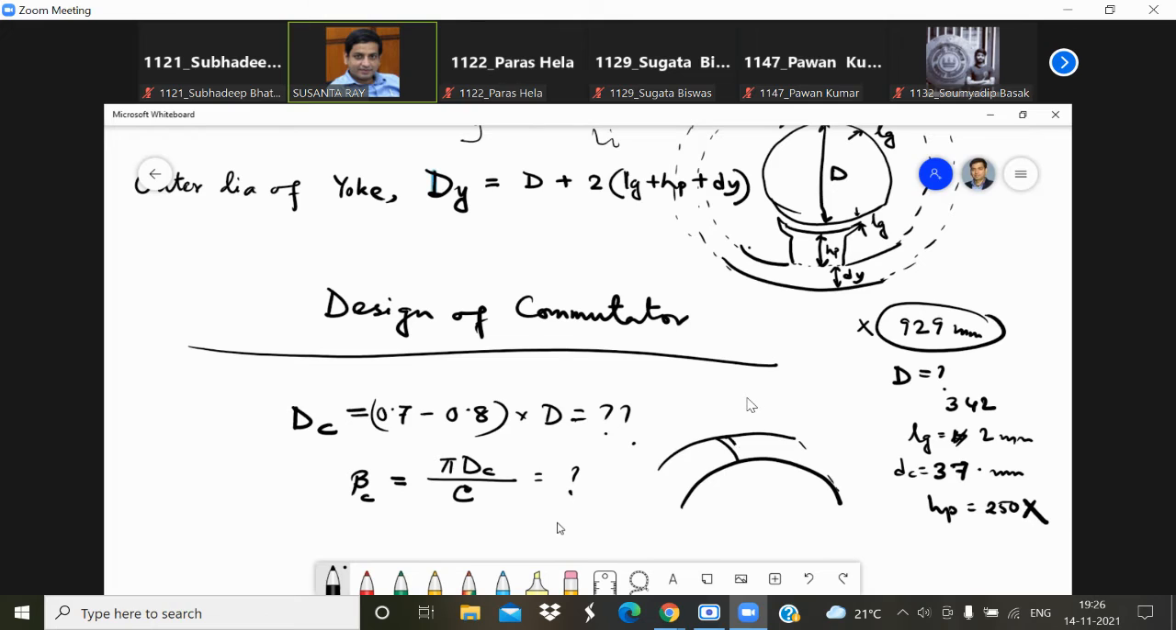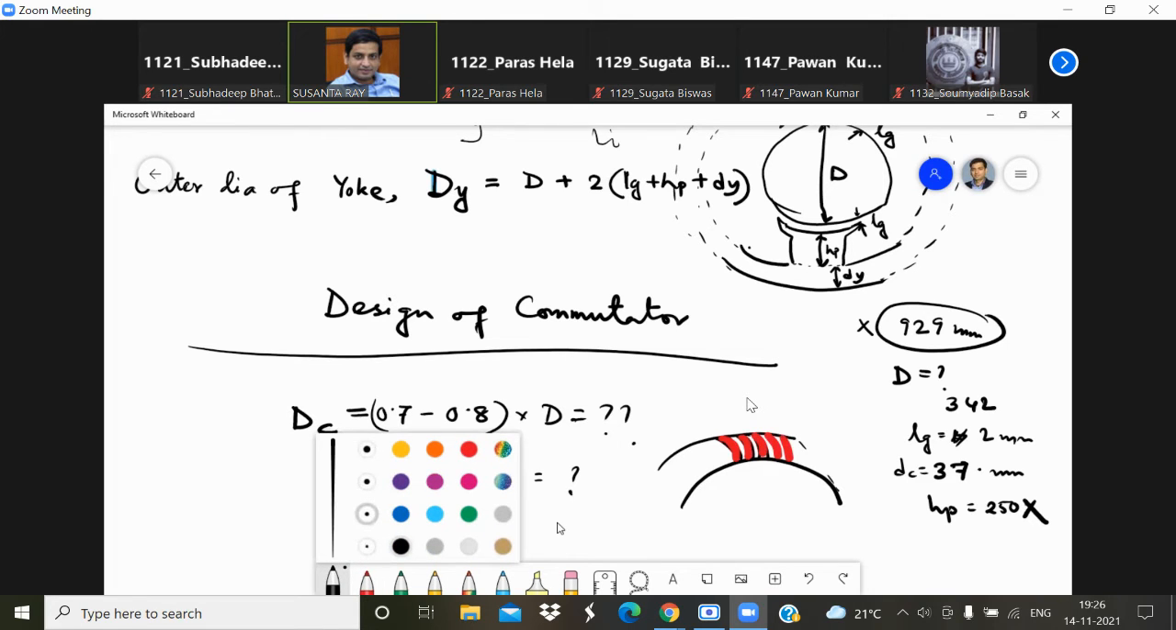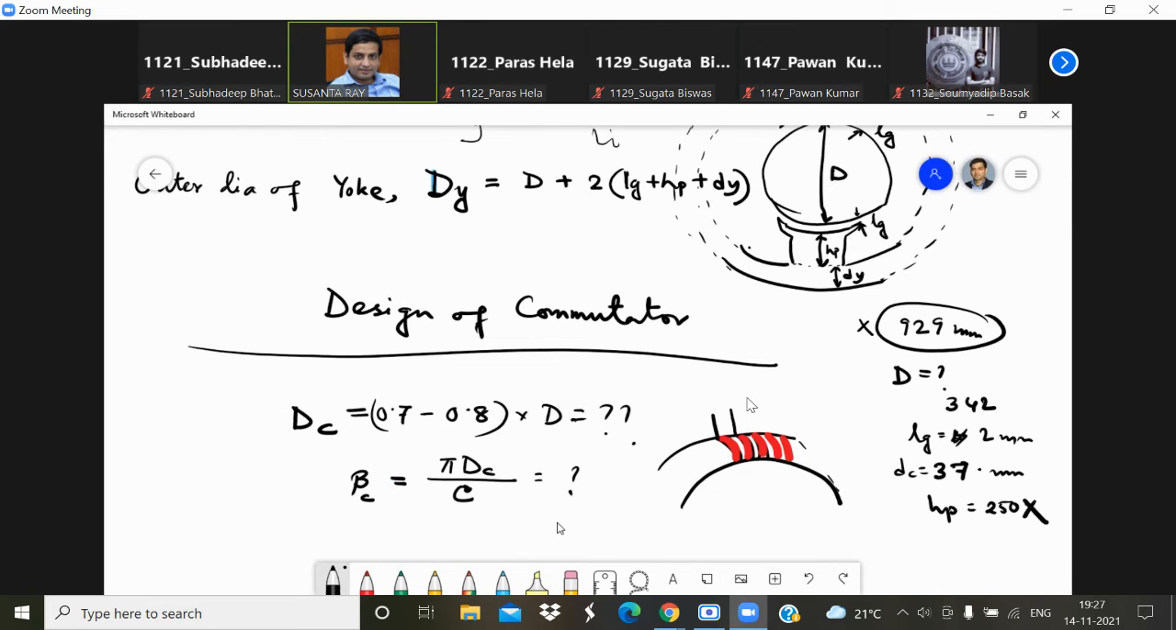This is one commutator segment. This is another commutator segment. So this is how you have the commutator segments. Okay, and between these two, this is called the beta C.